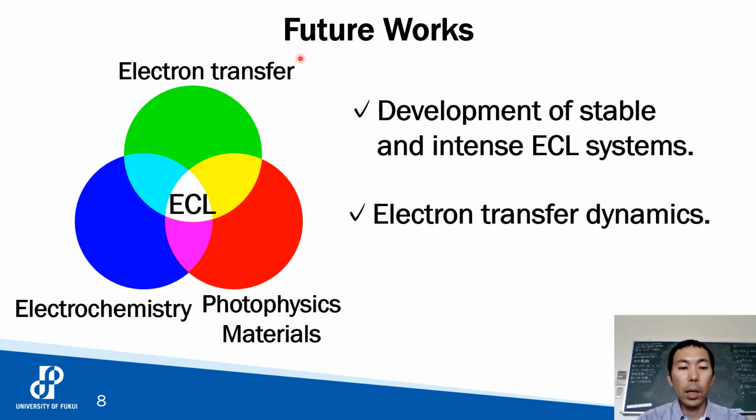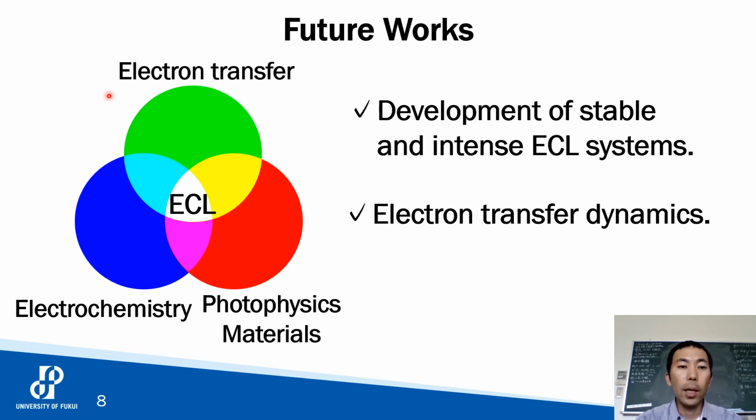We are pursuing stable and intense ECL systems. Various phenomena are related to the expression of ECL, and it is very important to understand the electrochemical and photophysical properties of molecules and the electron transfer process of radical ions. We also need to develop new molecules which are related to material chemistry. There are many unknowns in ECL. By performing experiments comprehensively, we will clarify the unknowns in ECL.